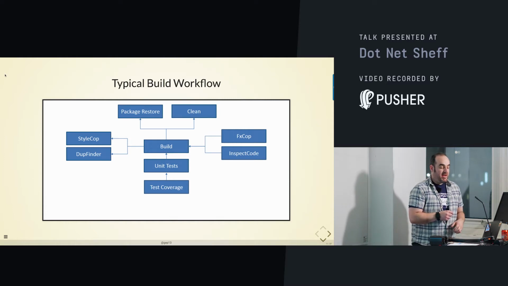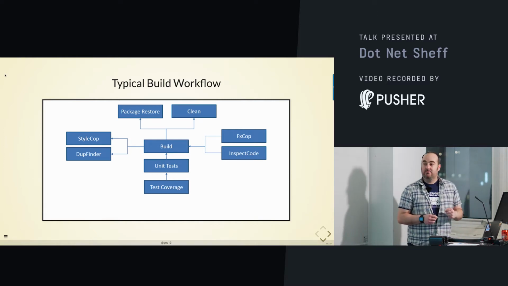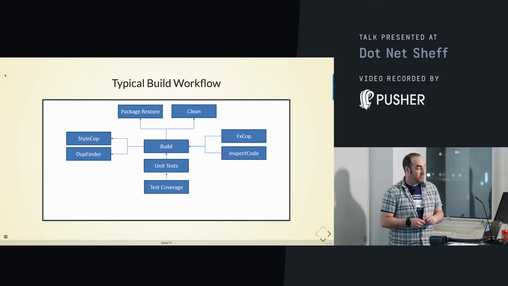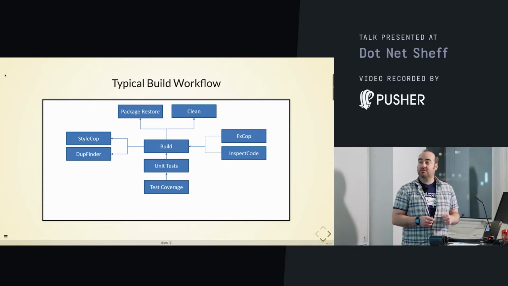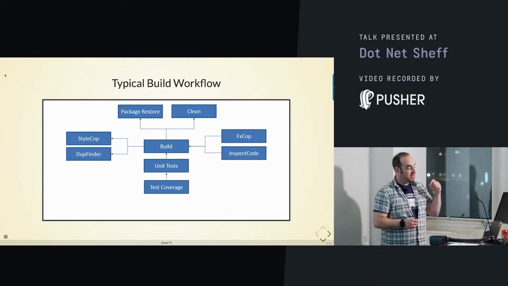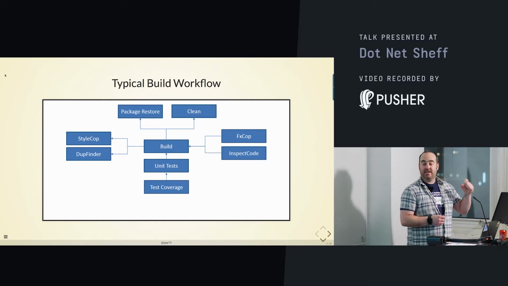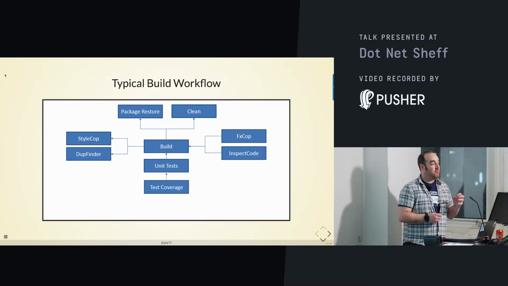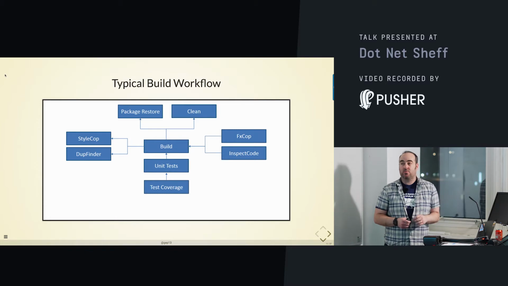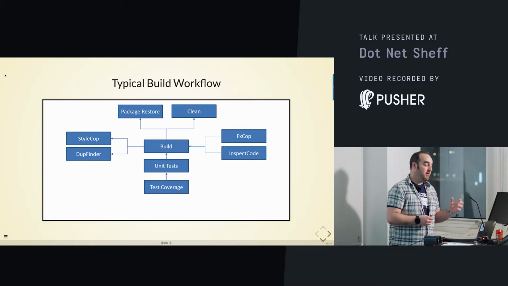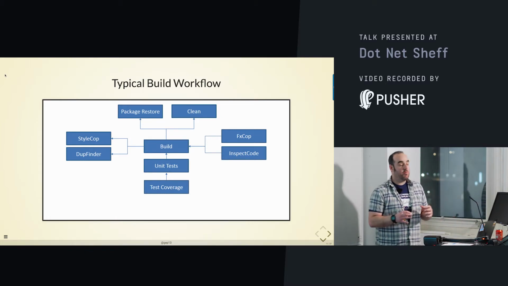If you're anything like me and you like to run your code through lots of static analysis tools because you really worry that there's an extra space at the end of a line or the curly brackets are in the wrong place, you might use tools like what are up there. So you've got StyleCop, DupeFinder, FXCop, InspectCode. They're some of the main ones.